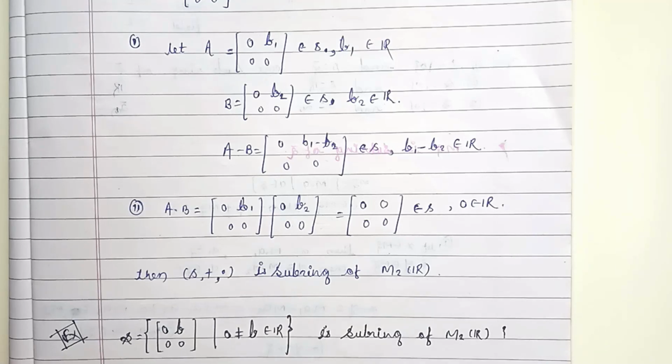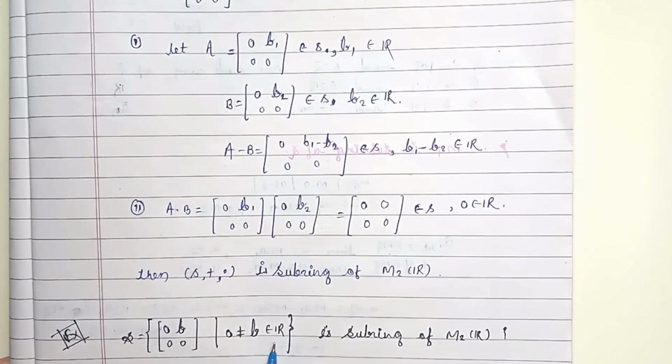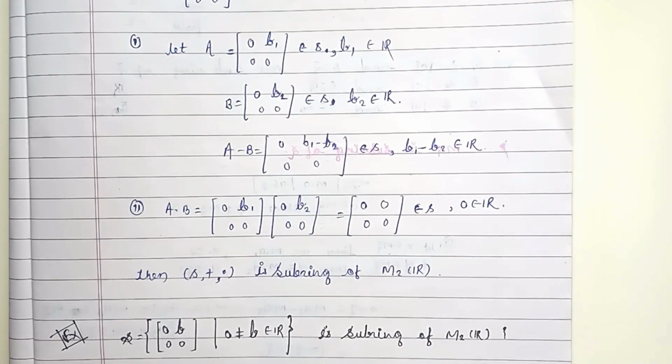Can we show that the set of matrices 0, B, 0, 0 with B non-zero, belonging to our ring, is a subring of M2R or not? We have to show whether it is a subring or not. Let's do it for your homework, and let me know your answer in the comment section whether it is a subring or not. If not a subring, then why not, and if it is a subring, then why. I will tell you the answer in my next lecture.